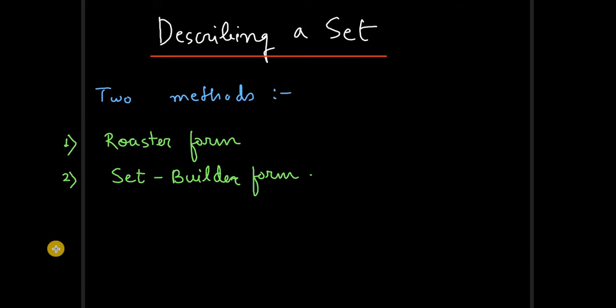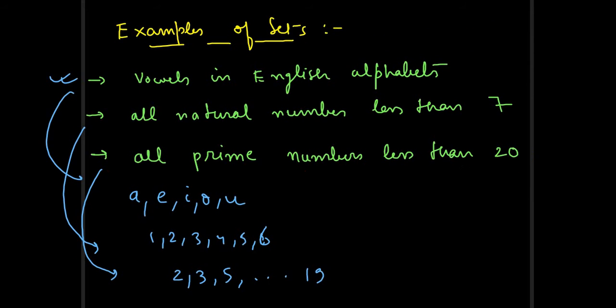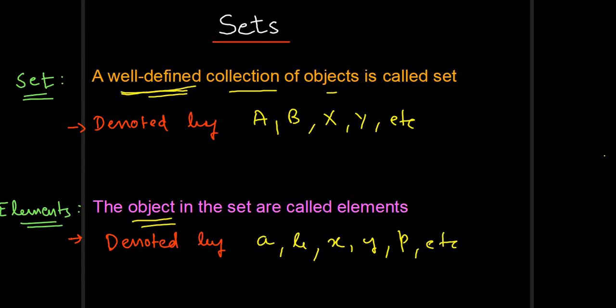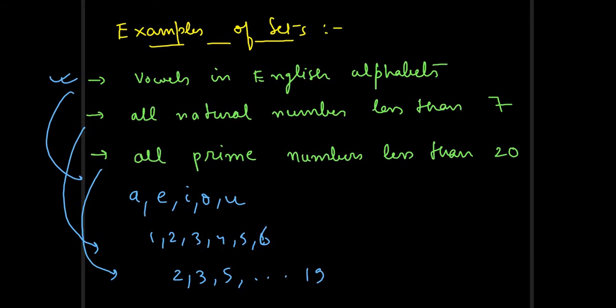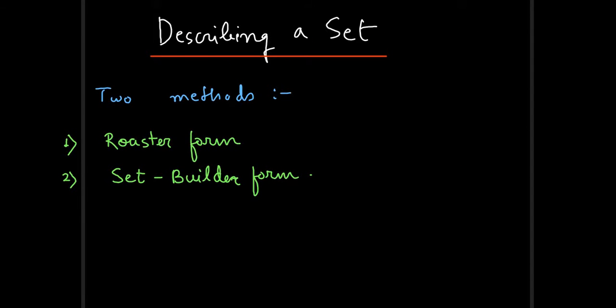Hey friends, in this video we are going to talk about how we can describe a set. In the last video we have seen what a set is, which statements are known as sets and which are not, and all those details. But in this video we are going to talk about how we can describe a set. There are two methods to describe a set. One is known as roster form and another is known as set builder form.